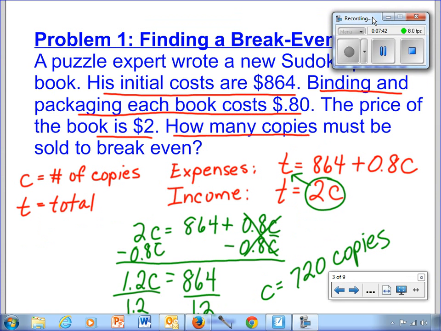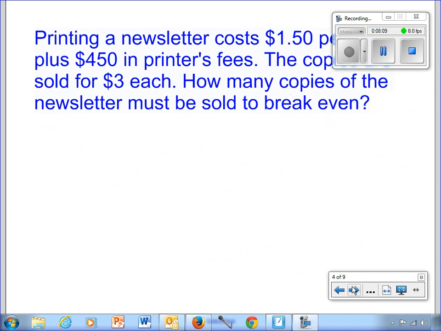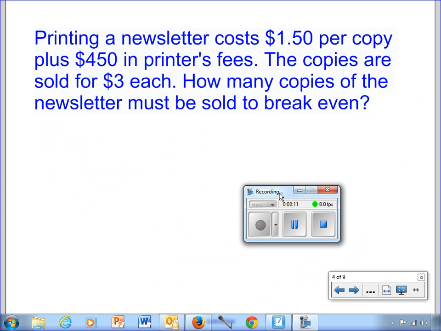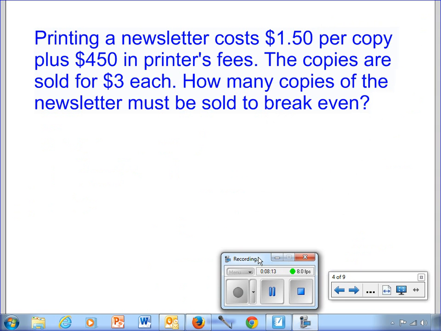All right, so the question is, what does this mean? Well, it means that you have to sell 720 copies of the Sudoku puzzle book in order to pay all of your costs, and if you don't sell this many, you're going to be losing money. If you sell more than 720, that's where you begin to make your profit.